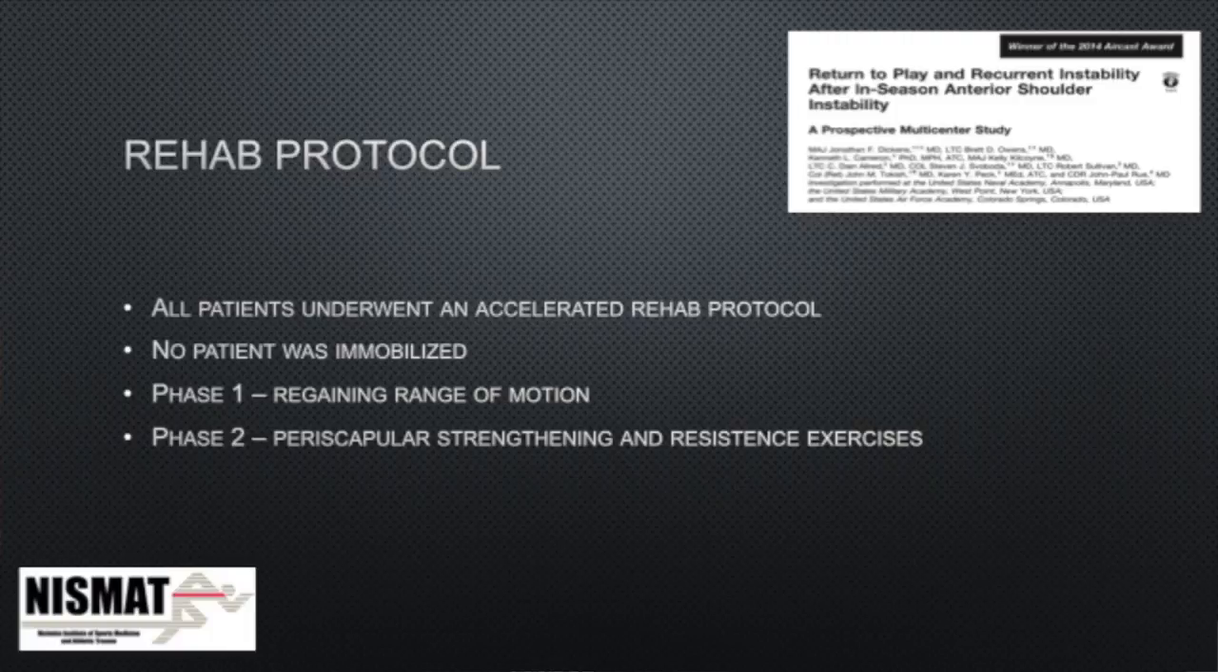How were they treated? The rehab protocol: all patients underwent an accelerated rehabilitation protocol. No patient was immobilized except for the first couple of days for the acute pain they had. Phase 1 focused on obtaining range of motion. Phase 2 began periscapular strengthening and resistance exercises, and when a patient had close to protective strength, so 90% of the strength of the arm, he was allowed to return to play.